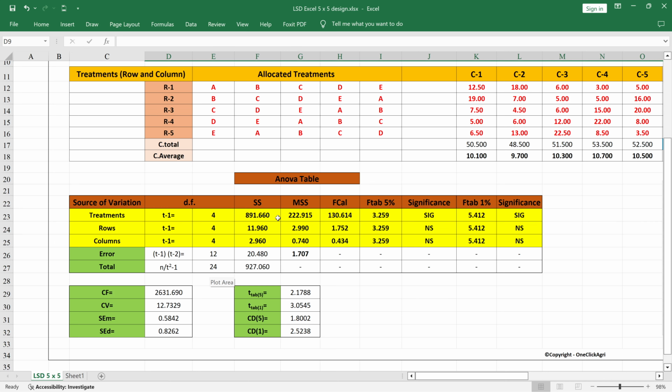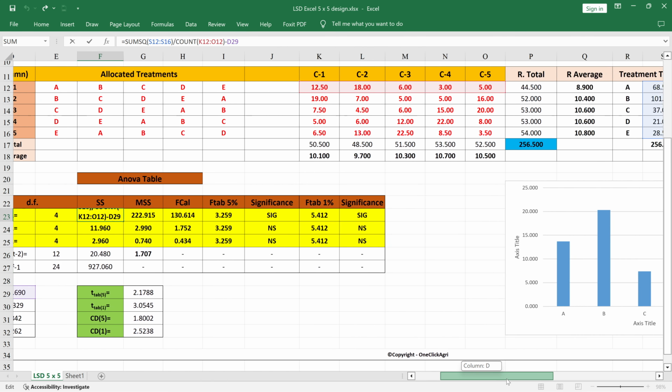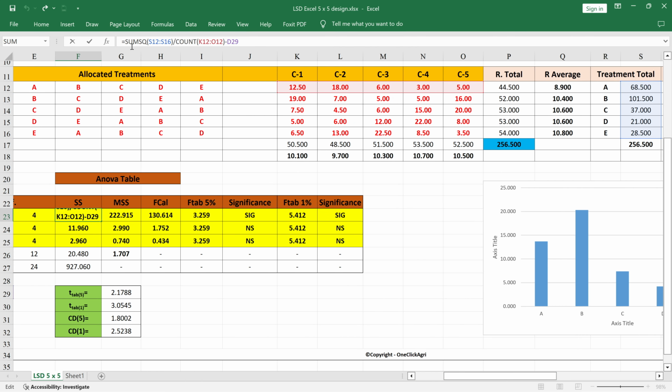I'll show the formula for the treatments. Sum of square you can calculate for the rows and column. Then here is the sum of square. Okay, you just consider the sum of square over here. You see here, sum of square S12 to S16.